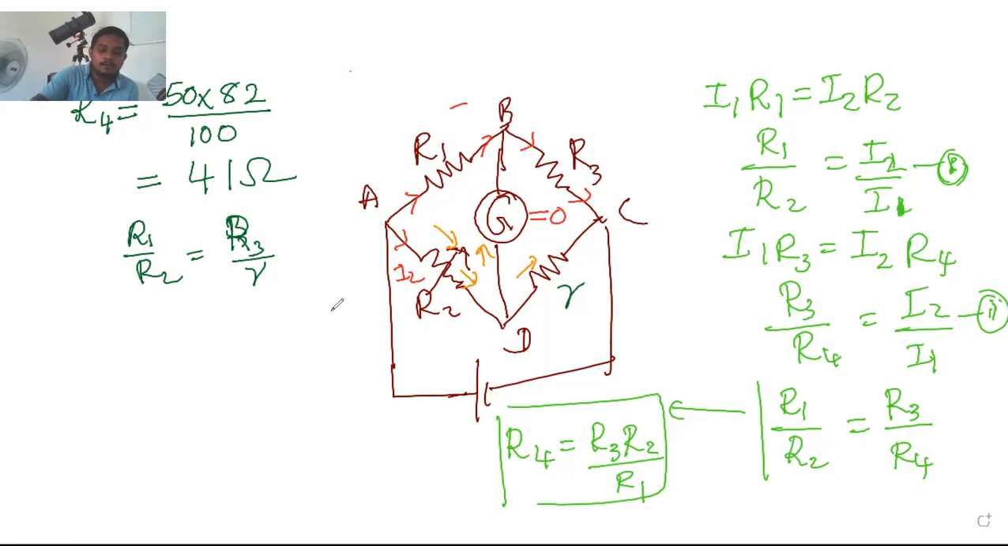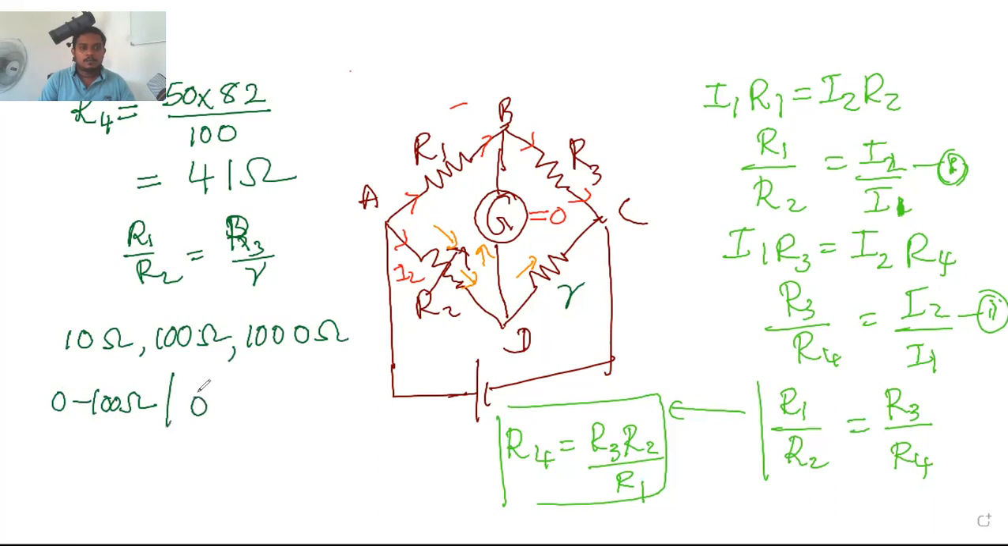So available things that we have here: ten ohm, 100 ohm, 1000 ohm resistors, 0 to 100 ohm resistance box, and 0 to 1000 ohm resistance box. So they ask you what are the things that we can use.